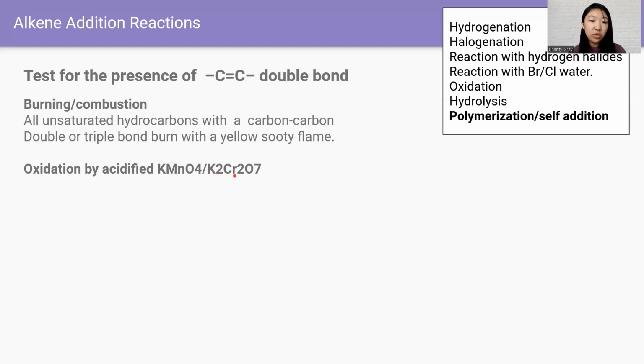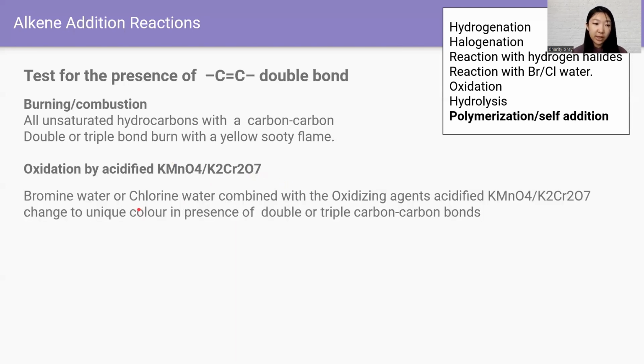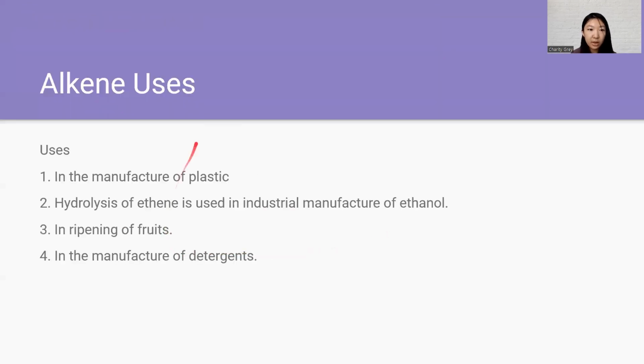And K2Cr2O7 is orange. But if you add it to an alkene, it will turn green, right? Bromine or chlorine water combined with these oxidizing reagents will change color, right? It'll change color in the presence of a double or triple carbon-carbon bond.